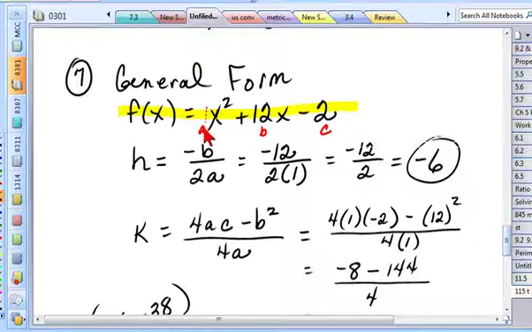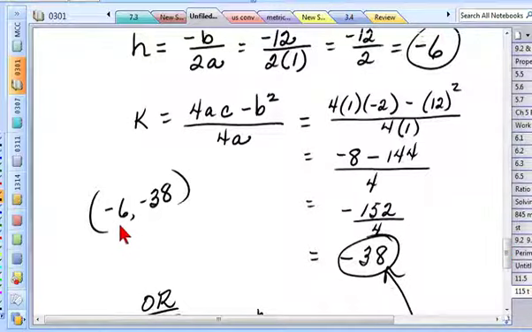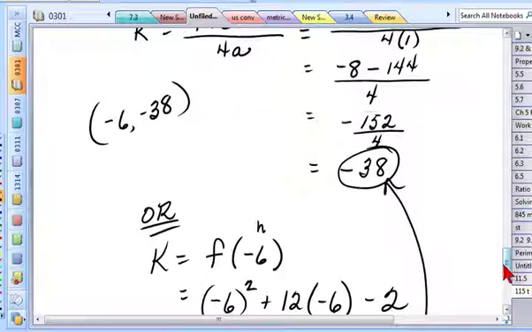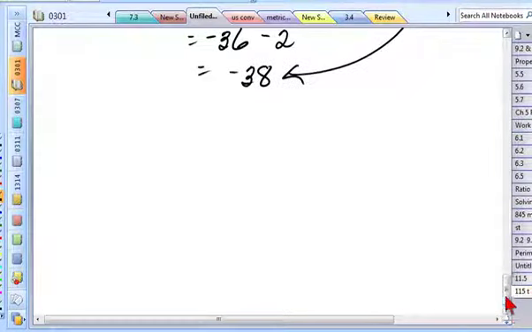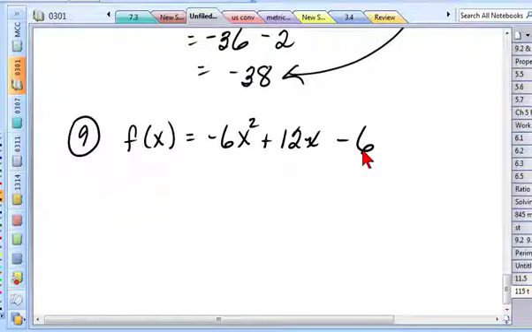This parabola will open up because of the +1, and the axis of symmetry will be the line x equals 6. Okay, I think you will find number 8 to be very much like that. And now let's go to number 9. It has f of x is equal to -6x squared plus 12x minus 6.